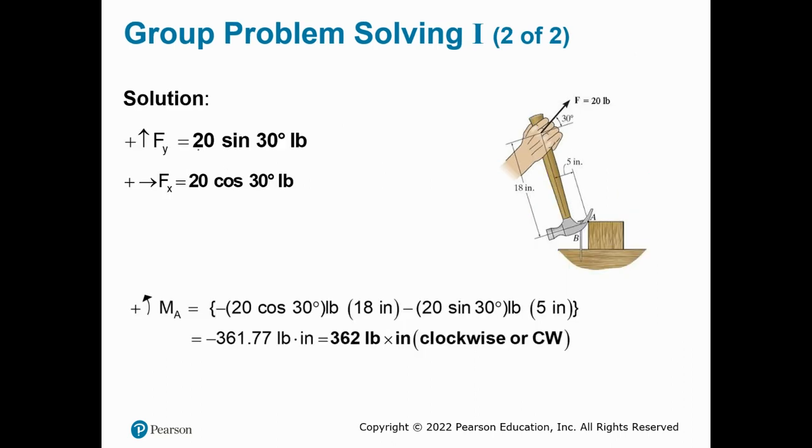So here is our breakdown for our forces. 20 sine 30 for the y component, 20 cosine 30 for the x component. And it's negative here, and it's also negative here, because both forces are trying to rotate about that support point A clockwise. So that's why both of them are negative, and we can put them together.